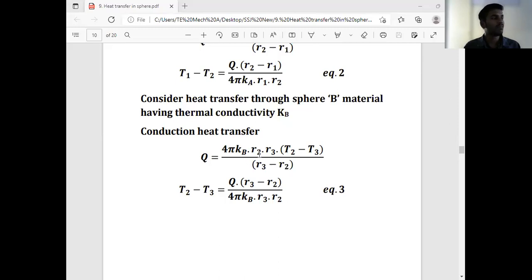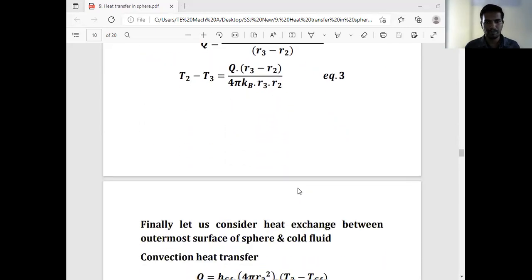Okay, and what is the radius? Inside radius is R2 and outside radius is R3. And what is the temperature difference for the layer B? T2 minus T3 and divided by R3 minus R2. So from that we have to write down the equation. T2 minus T3 is equal to Q into bracket R3 minus R2 divided by 4 pi Kb into R3 into R2. Give the name as the equation number 3. Okay, so for the layer B we have written this equation, that is equation number 3.